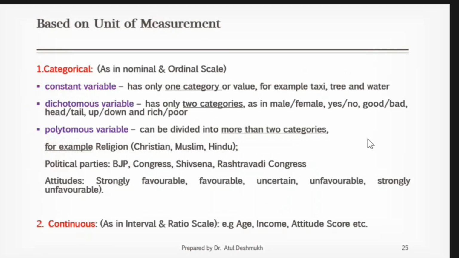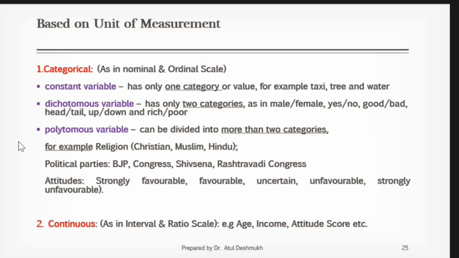Based on the unit of measurement, there are categorical variables and continuous variables. So what is meant by category? Category means discrete categories. Suppose there are 40 students in this class, 20 males and 20 females. So I will quote it as 20 males and 20 females. I cannot say that there are 19.5 males and 21.5 females in the class.